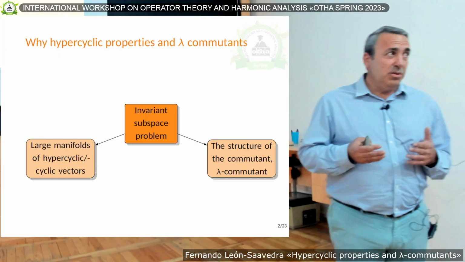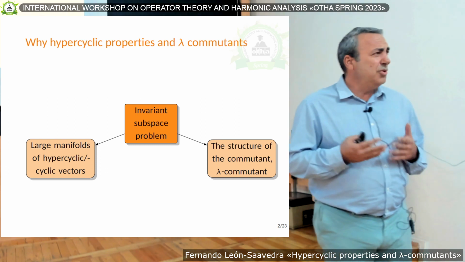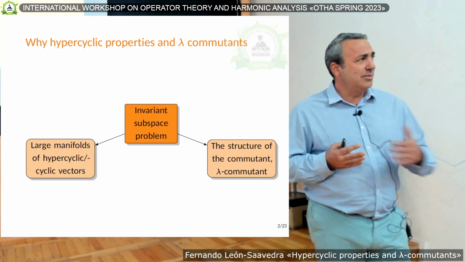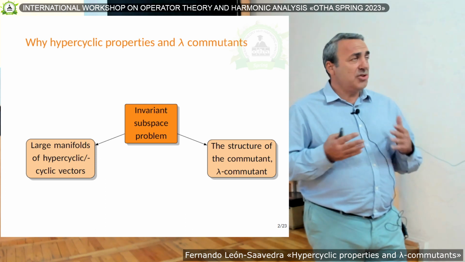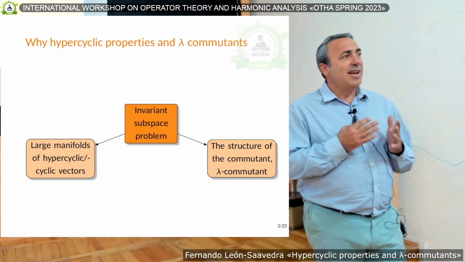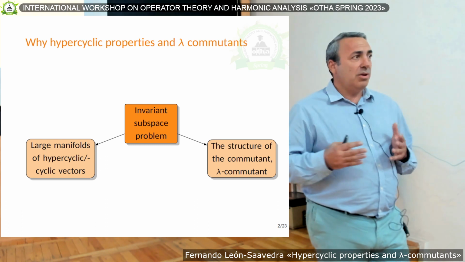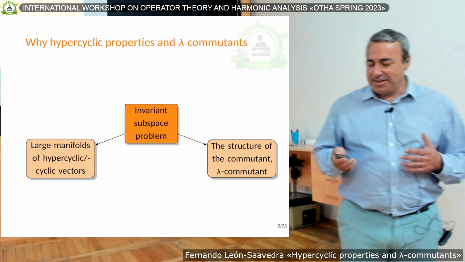What we want to say here is that hypercyclic properties usually are transferred to the commutant. And the general question today is to know how these hypercyclic properties are transferred to a bigger set, which is the lambda commutant. So, okay, this is the idea.